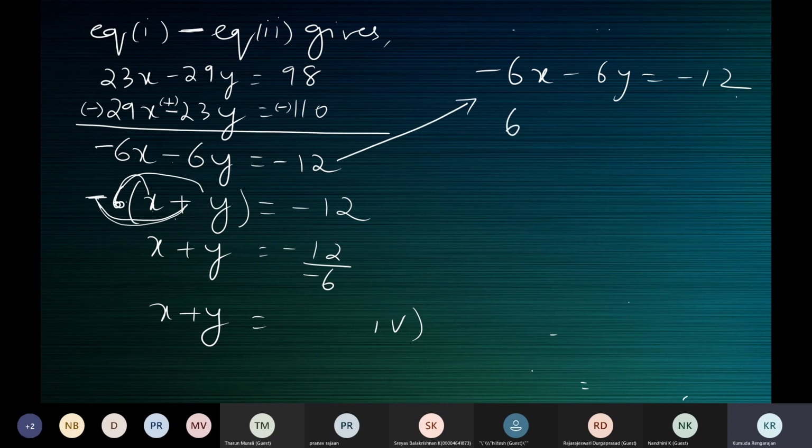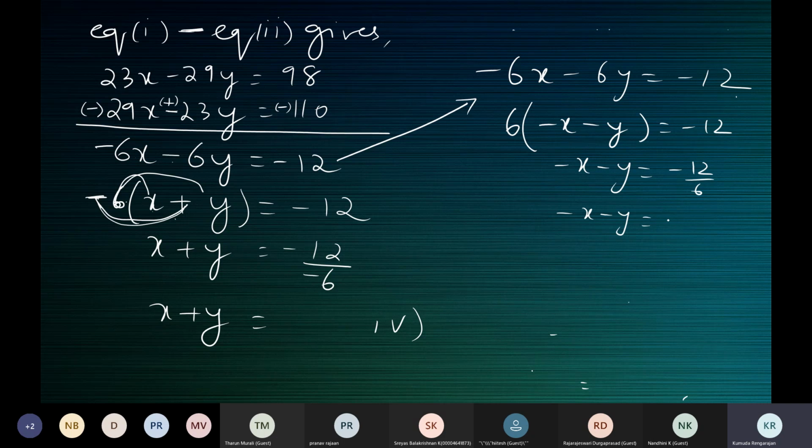If you take out 6 common, what will you get in the bracket? Minus x minus y, ma'am, is equal to minus 12 by 6. So minus x minus y is equal to minus 2. You will get this equation. There are different equations. It looks different, that's all.